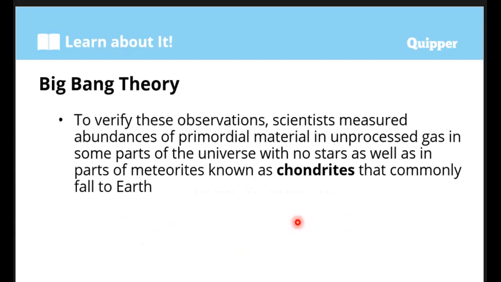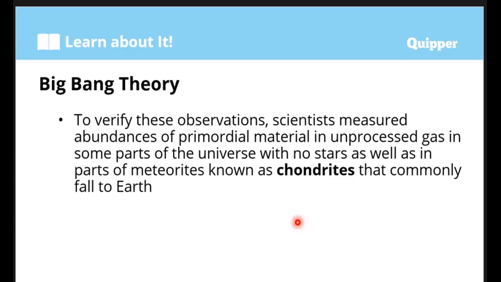To verify this observation, scientists measured the abundances of primordial material in unprocessed gas in some parts of the universe with no stars, as well as in parts of the meteorites known as chondrites that commonly fall to Earth. These chondrites are the meteorites that we see as a falling star in our Earth.